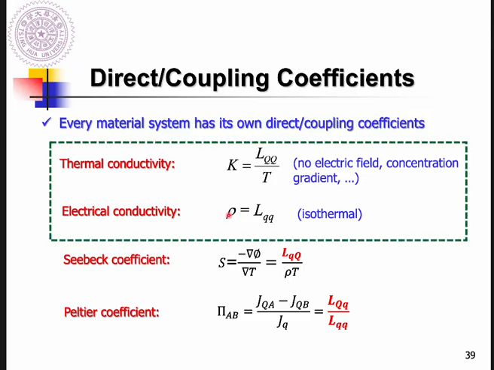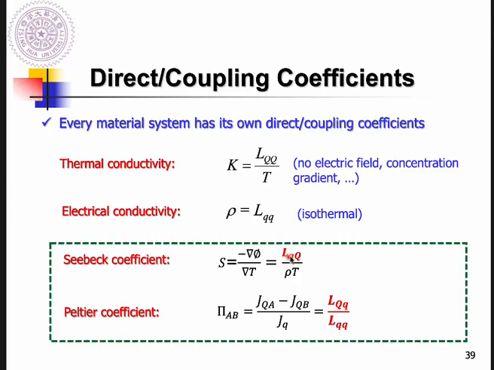Okay, so next, we are going to talk about the coupling coefficients, which are L small q capital Q, and L capital Q small q. What are they, or which material property is correlated with these coupling coefficients? For L small q capital Q, it is related to what we call the Seebeck coefficient. And L capital Q small q is related to the Peltier coefficient.